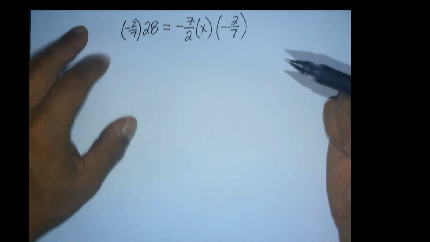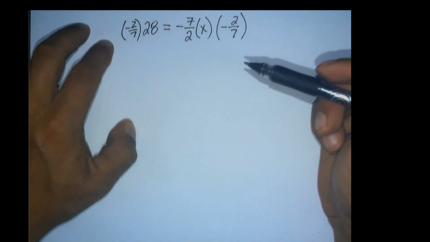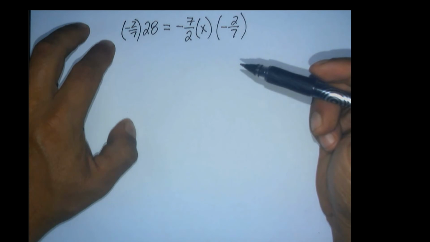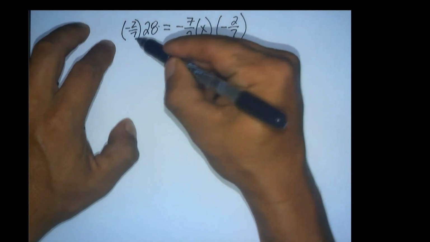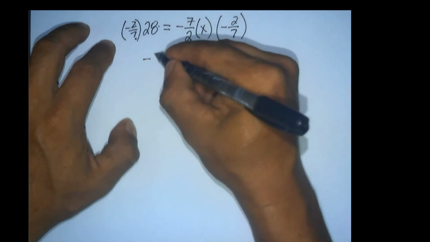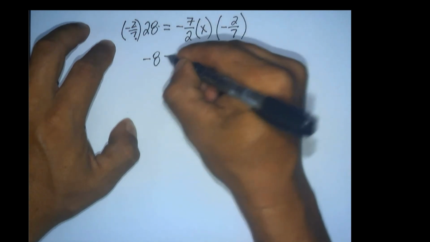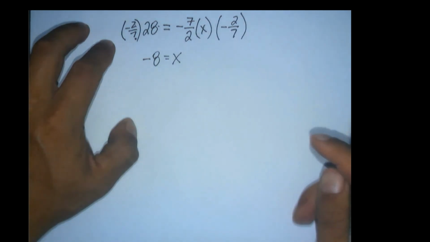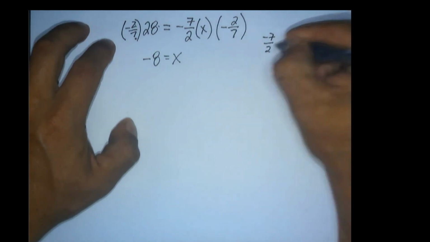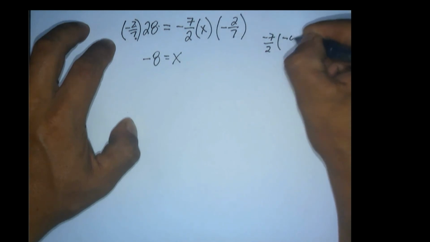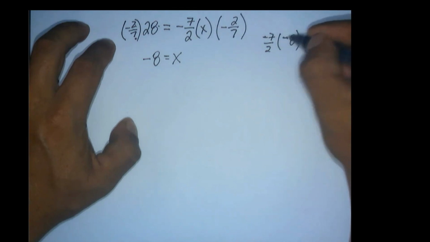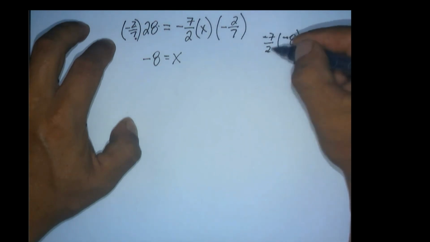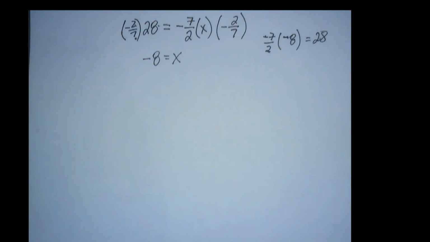Always try, since it's all multiplication, to divide first. So 28 divided by 7 is 4, and 4 times negative 2 is negative 8. Negative 7/2 of negative 8 should give me 28, right? Yeah. Okay, so negative times negative is positive. 8 divided by 2 is 4, and 4 times 7 is 28. Any questions?